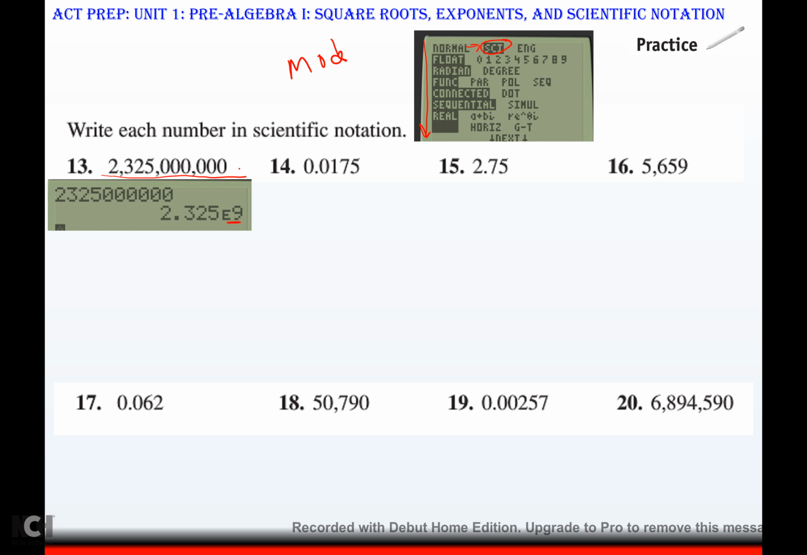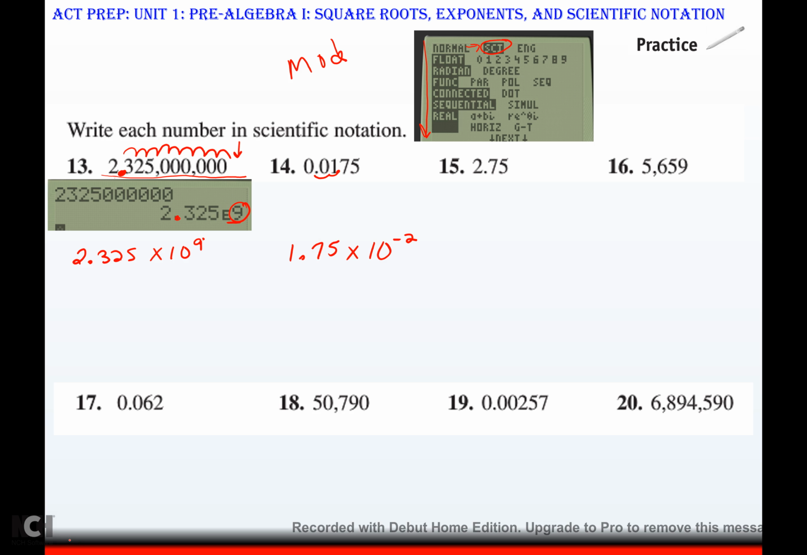So this number, 2,325,000,000. I want the decimal to be there, which is 2.325. You drop the zeros, and that's going to be times 10 to the 9. Because to go back to where it was would be 1, 2, 3, 4, 5, 6, 7, 8, 9. By hand on this one, the decimal would go right there, so that would make it 1.75, and it would be 2 places left.